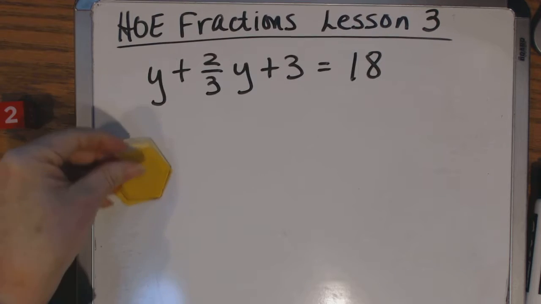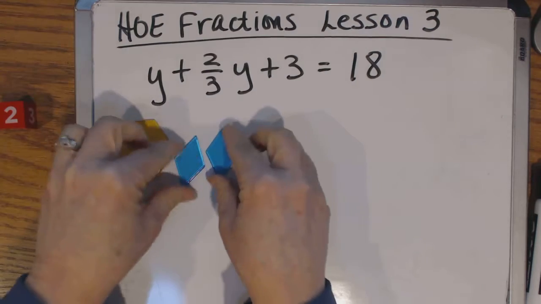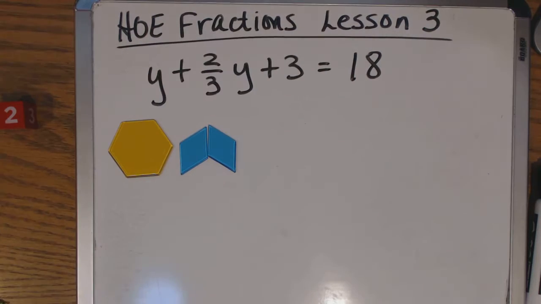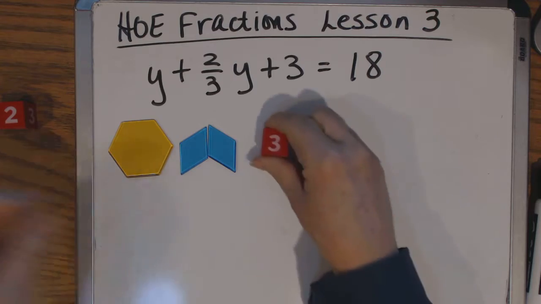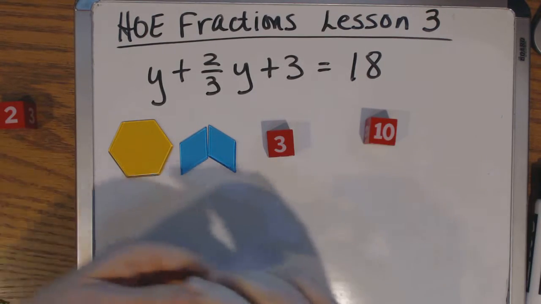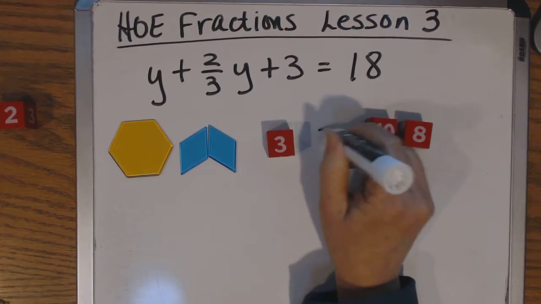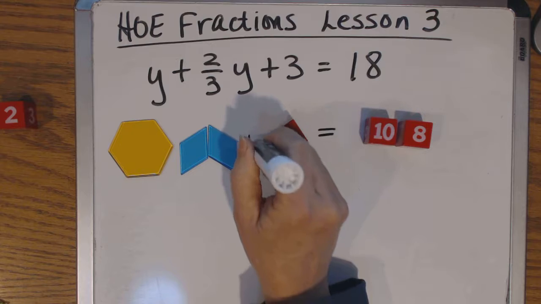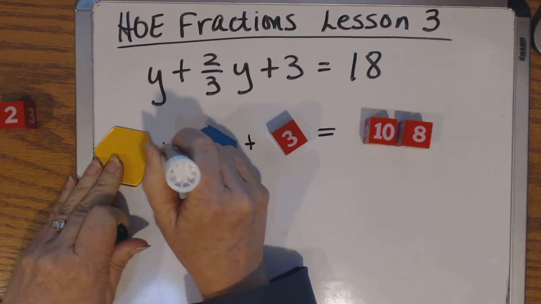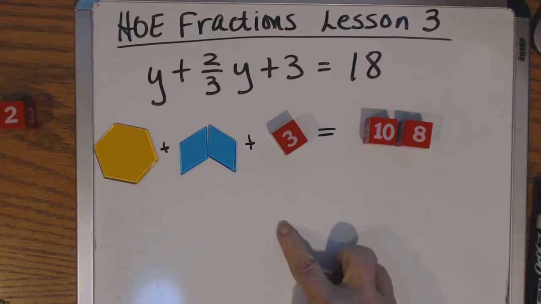So I'm just going to start putting out the pieces. There's a yellow, right, plus 2/3 y, okay, plus a 3 is equal to 18. All right, so there is my equation. This plus this, you could kind of look at it that way. This is the modeled version of it. All right, I kind of like to get my cubes on one side first.